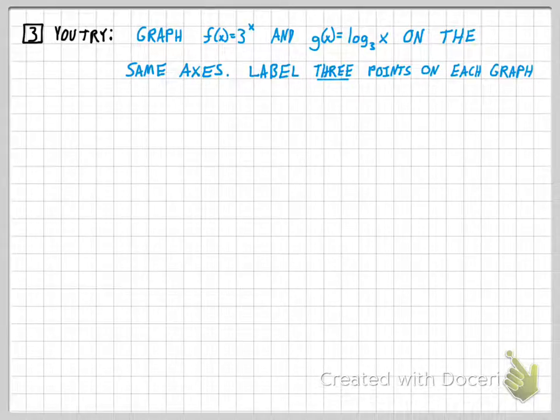Alright, this is a you try. I'm going to have you pause the video in just a second, or it's going to be paused for you. And in your notes, I'd like you to try to do this problem. Graph f of x equals 3 to the x, and g of x equals log base 3 of x. Remember, those are inverse functions. Do them on the same axis and see if you can label 3 points on each graph. Take a couple minutes to do this before you move on in the video.